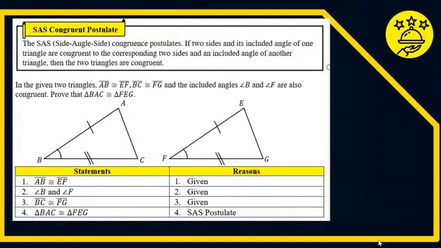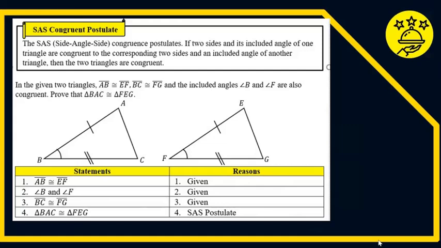Next is the SAS congruence postulate, or the side-angle-side congruence postulate. If two sides and the included angle of one triangle are congruent to the corresponding two sides and the included angle of another triangle, then the two triangles are congruent. In the given two triangles, segment AB is congruent to segment EF, segment BC is congruent to segment FG, and the included angles B and F are also congruent.